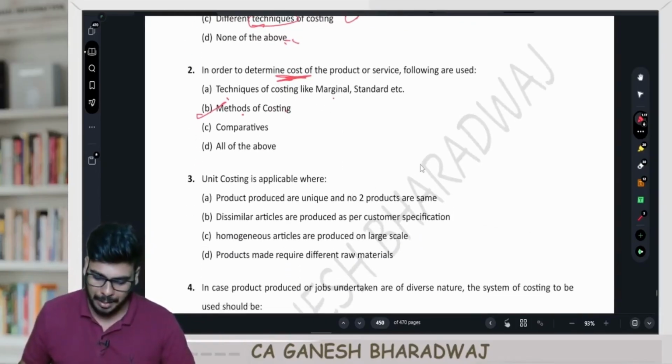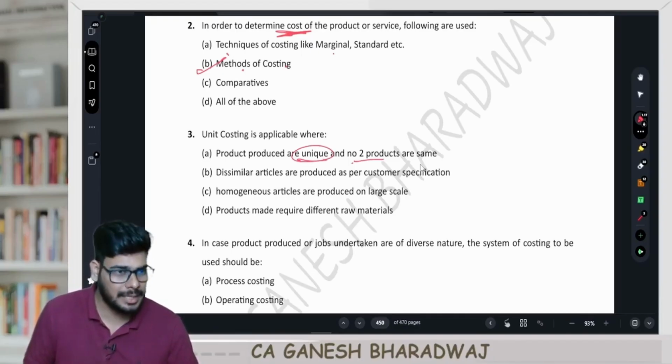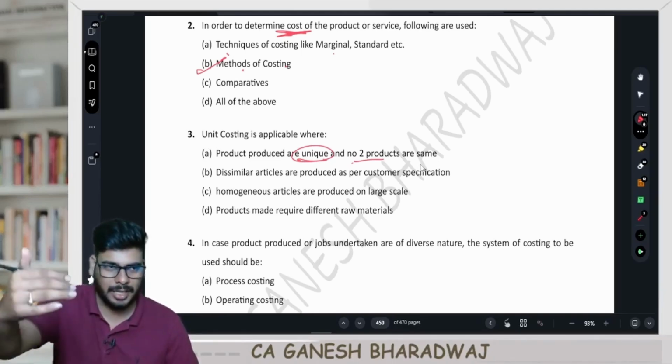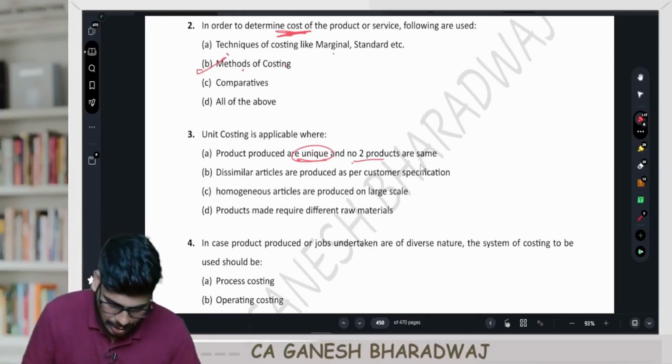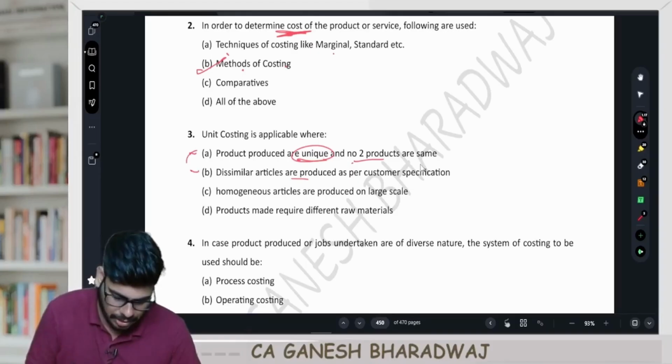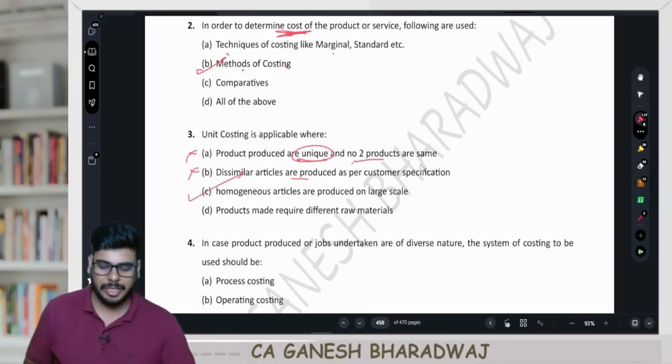Unit costing is applicable where? Which of the following, guys? Products produced are unique and no two products are the same. Is this the case? Will you use unit costing when the products are unique? Unit costing, you will use it only when products are similar, homogeneous. Obviously, this is not the case. Dissimilar articles, not the case. Homogeneous articles are produced on a large scale. Obviously, this is the place where you use it. Clear with this, guys?